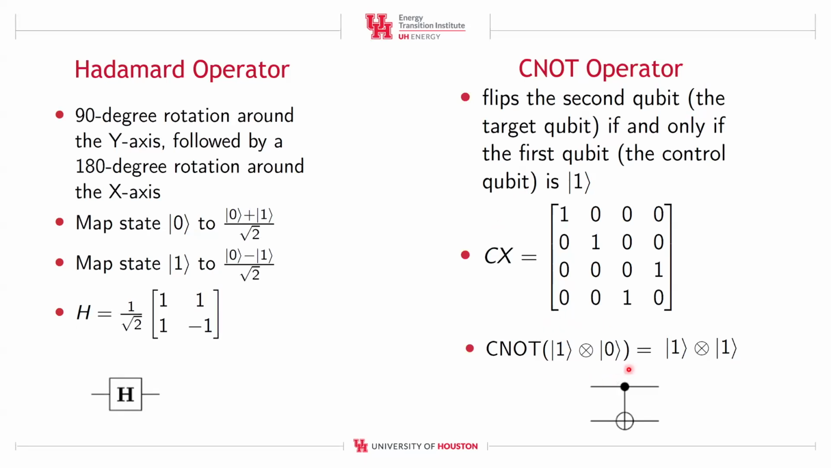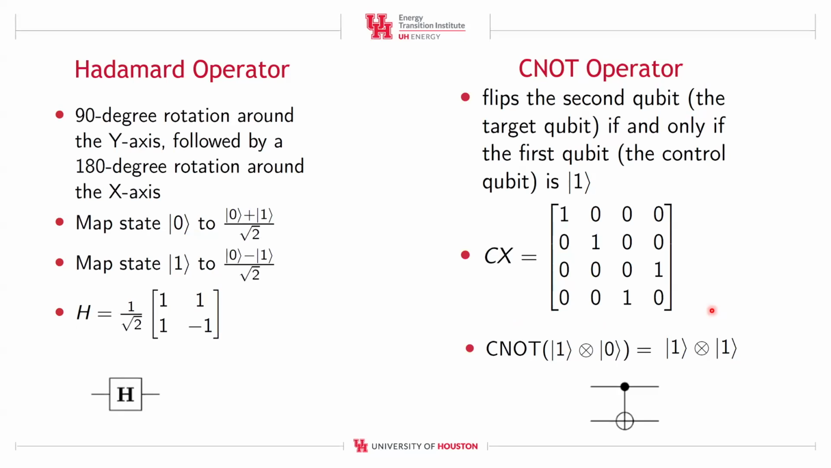For example, here the control qubit is 1 and the target qubit is 0. Once we apply this CNOT operator, we get 1 tensor with 1. So we flip the 0 to 1. So this is the CNOT operator. The Pauli operators, Hadamard operator, and CNOT operator are the fundamental operators we will use in quantum computing.